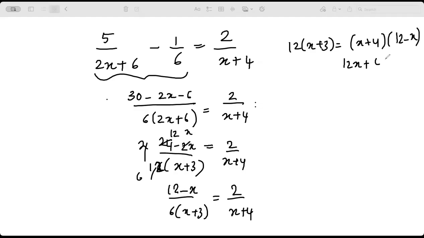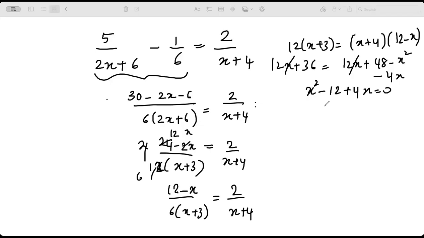12x plus 48 minus x square minus 4x, 12x plus 36 equal to, then what else? 36 minus 48. Oh, I can get that. I bring x square here, I bring 48 here, so that would be minus 12 plus 4x equal to 0. So here it would be 4 3s are 12, but you need to have 6 2s. Can I do 6 2s?